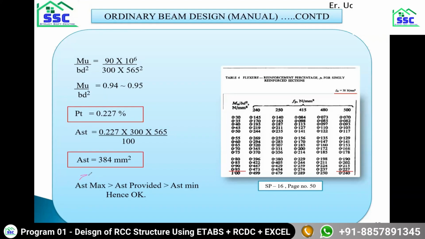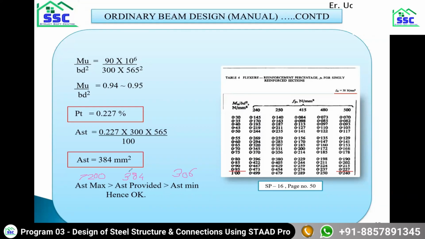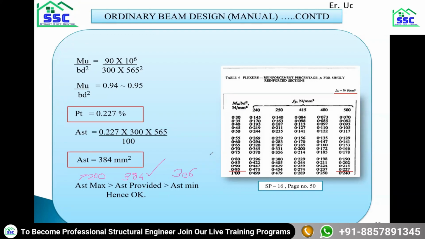Okay, our AST maximum value was 7200. Our AST provided is 384, and the minimum reinforcement that we are supposed to put in the beam is 306. So 384 is the final AST that we will provide at the center of the beam at bottom, as well as at the support at the top.